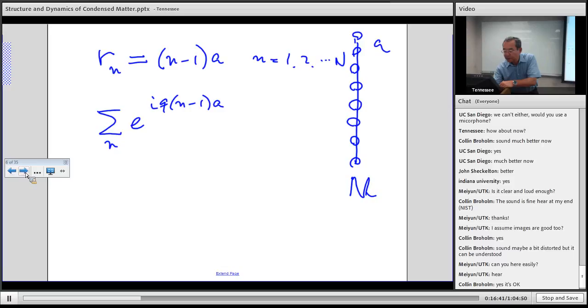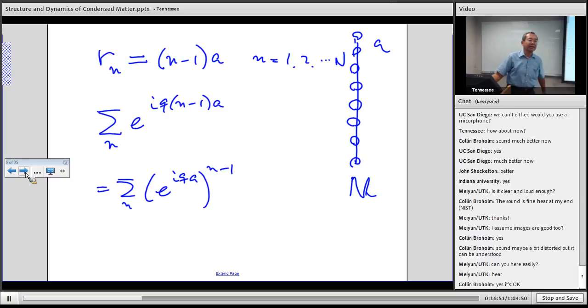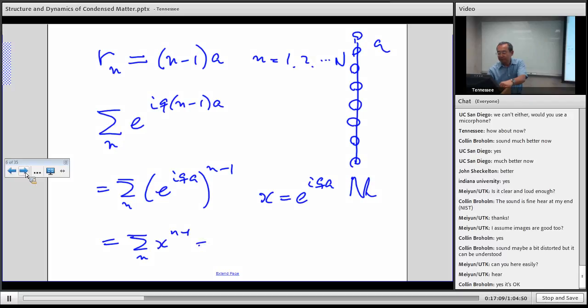Which is a summation over e to the i Q a to the power n minus 1. In other words, if you assume e to the i Q a is x, this is just 1 plus x plus x squared plus, etc., x to the n minus 1. Right? Just as a geometrical series. Okay? You can sum this out. Remember how to do that? Way back, maybe you did in high school or something, right?